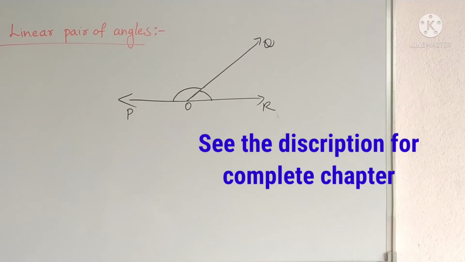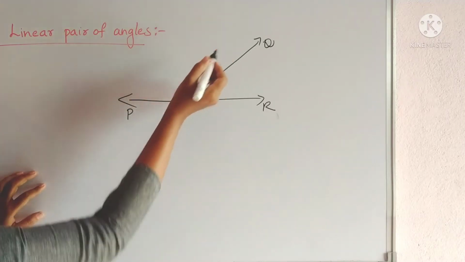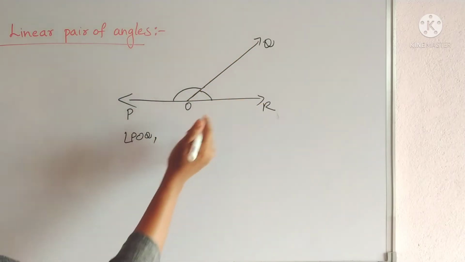Today in this video we are going to see linear pair of angles. So what is linear pair? If a pair of adjacent angles whose sum is 180 degrees, they are called linear pair of angles. See here, angle POQ and angle QOR.